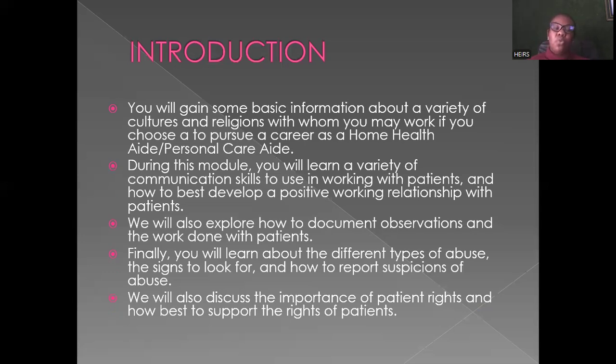Still in this same module, we would also explore how to document observations and the work that you've done with your patients. And finally, you will learn about the different types of abuse that patients may experience, the signs to look for, and how to report suspicions of abuse. And we would also discuss the importance of patients' rights and how best to support the rights of your patients as a caregiver.